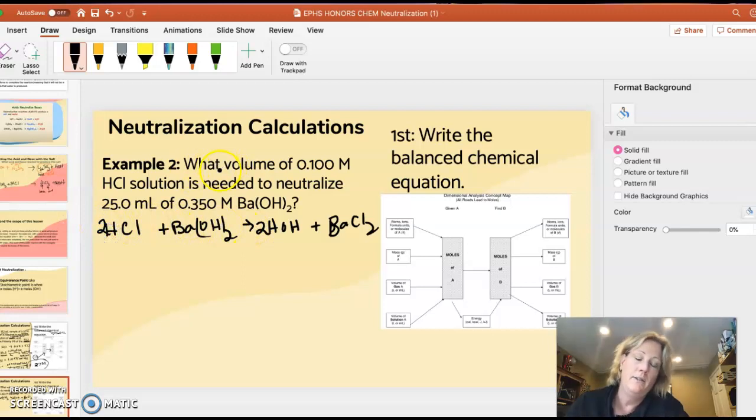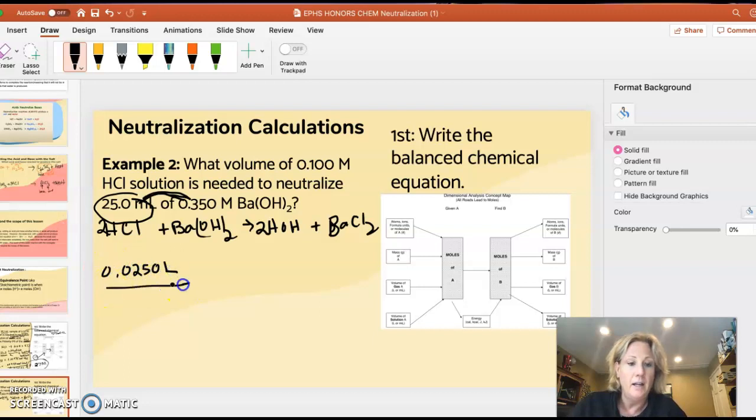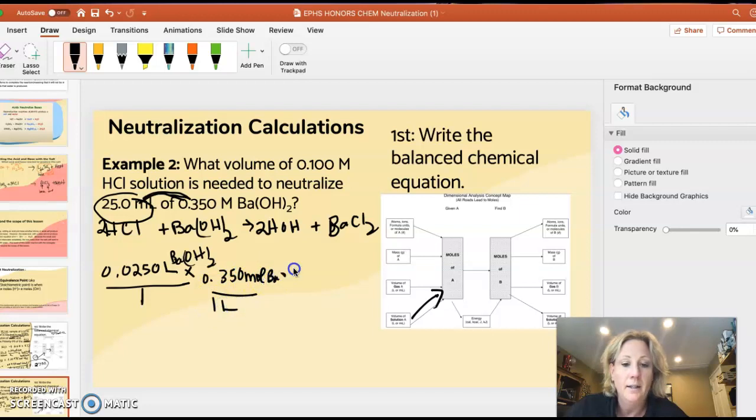So then the question is they want to know the volume of a 0.10 molar solution of HCl needed to neutralize 25 mL of 0.350 molar barium hydroxide. So this is the one where I have the volume and the molarity, and that means I'm going to start with this volume. Just to save time, I'm going to go ahead and convert that into liters first myself. You can also put that conversion if you want, it doesn't matter. So that would get me to liters of barium hydroxide, and then I'm going to use that molarity as a conversion. So 0.350, there's that many moles per 1 liter of barium hydroxide.